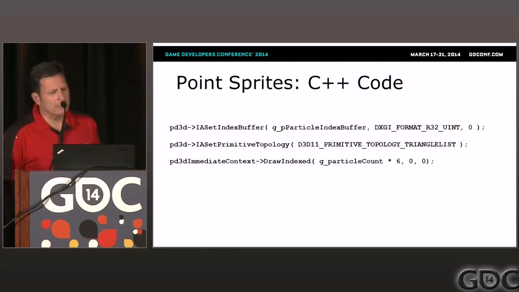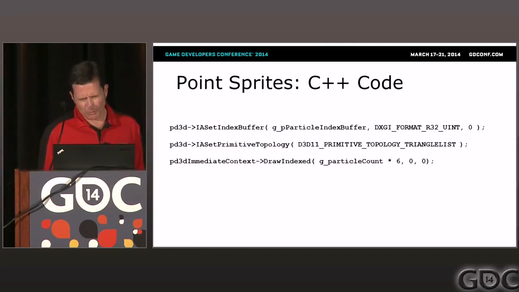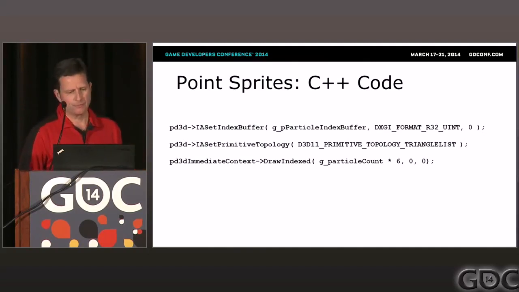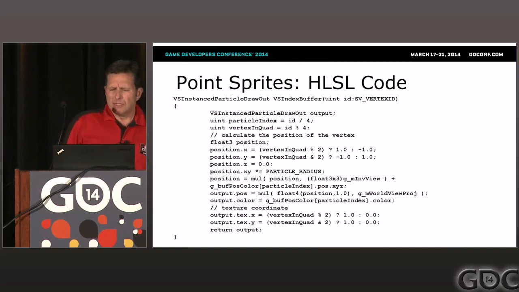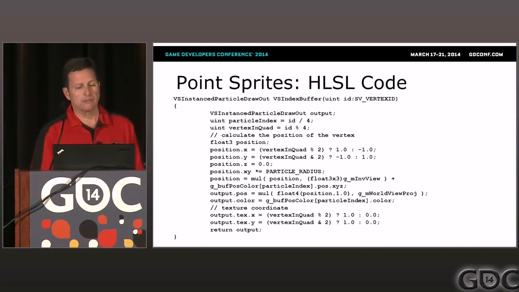And here's the C++ code for setting it up. Basically, we're binding that particle buffer, which has the positions, setting the topology to triangle list again, and then you see the particle count times 6. Times 6 because we have 6 vertices, because it's a triangle list, a quad. Pretty simple. Now, this is the HLSL code. It's only slightly more complex than the single triangle.